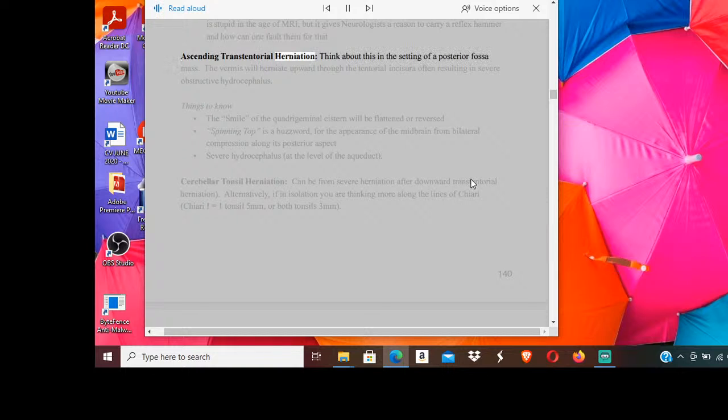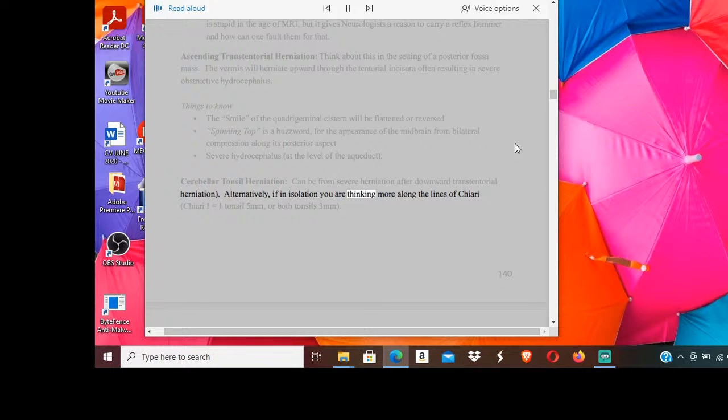Ascending transtentorial herniation. Think about this in the setting of a posterior fossa mass. The vermis will herniate upward through the tentorial incisura, often resulting in severe obstructive hydrocephalus. Things to know: the smile of the quadrigeminal cistern will be flattened or reversed. Spinning top is a buzzword for the appearance of the midbrain from bilateral compression along its posterior aspect. Severe hydrocephalus at the level of the aqueduct. Cerebellar tonsil herniation can be from severe herniation after downward transtentorial herniation.